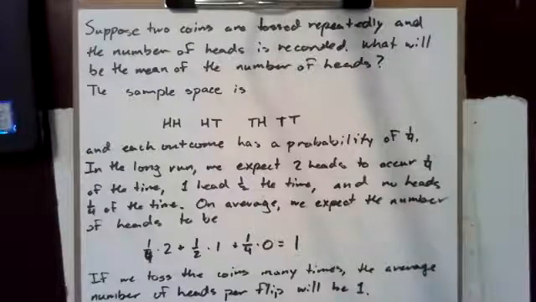On average, we expect the number of heads to be 1/4 times 2 plus 1/2 times 1 plus 1/4 times 0 equals 1. If we toss the coins many times, the average number of heads per flip will be 1.